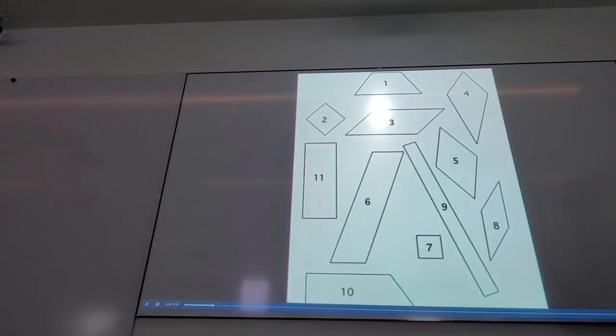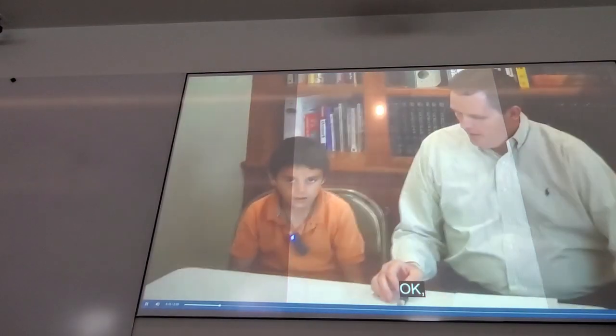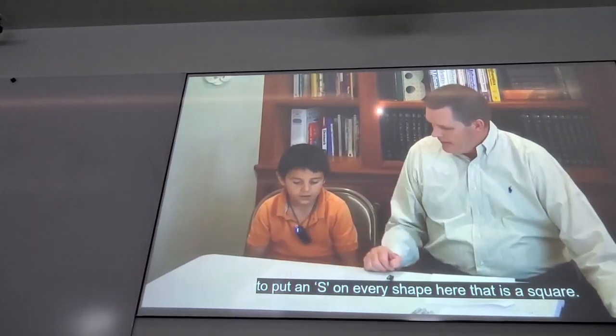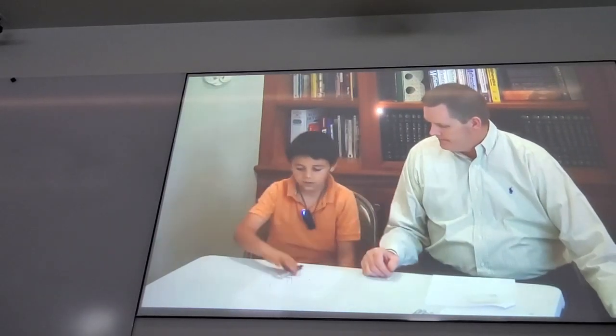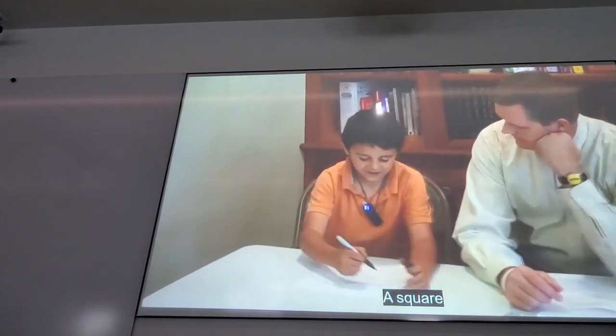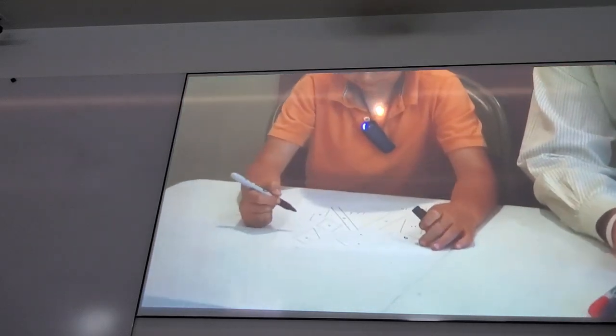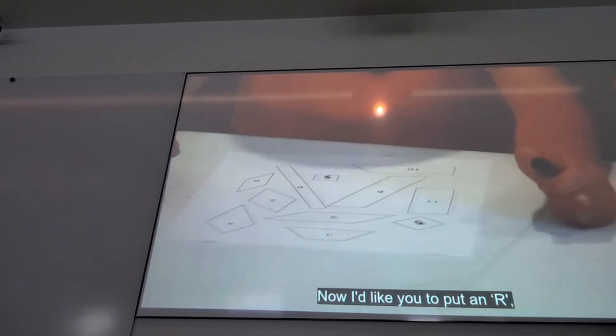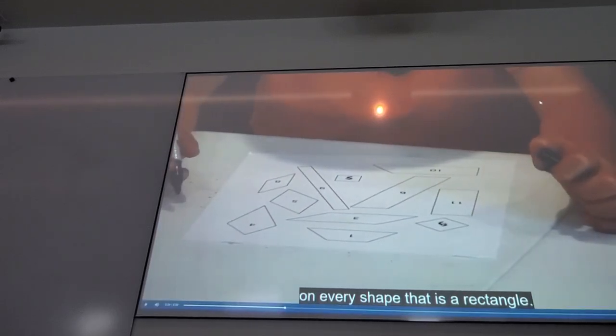Okay. So let's see what happens. Okay, I would like you to put an S on every shape here that is a square. Square? That's all. Okay, now I'd like you to put an R on every shape. So real quick, he got the one that I pointed out could be a problem. So it seems like maybe he's operating higher than level 0, because level 0 normally can't handle rotations.